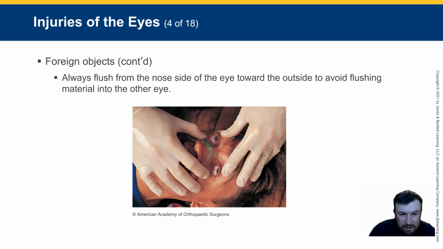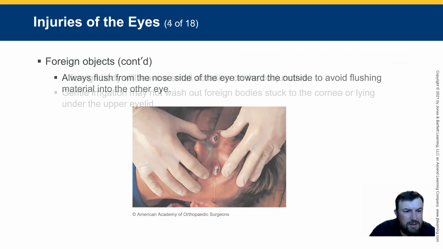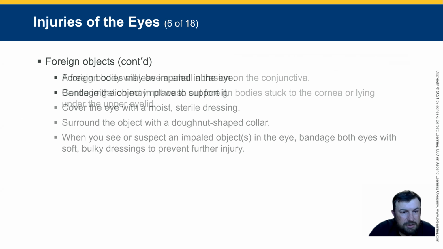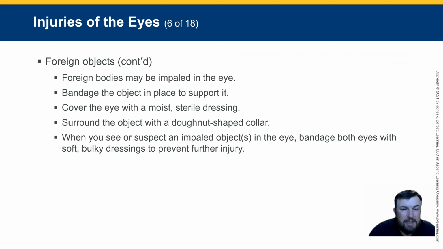Like here, it looks like they've got a nasal cannula that they've turned into an eye wash station, which is pretty cool. A foreign body will leave a small abrasion on the conjunctiva. Gentle irrigation may not wash out the foreign bodies stuck to the cornea or lying under the upper eyelid. Foreign body may be impaled in the eye, bandage the object in place.